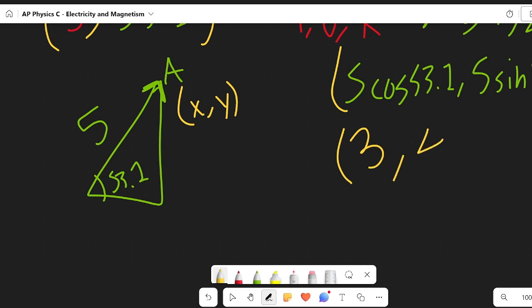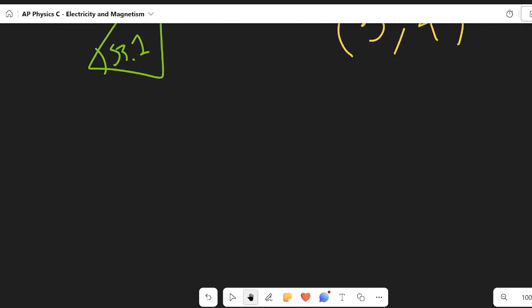Right? And essentially, this will simply equal (3, 4). The other way we can do this is just the Pythagorean theorem, but for the sake of this, this is how we're going to convert between polar and Cartesian. We're going to be using our cosines and sines.